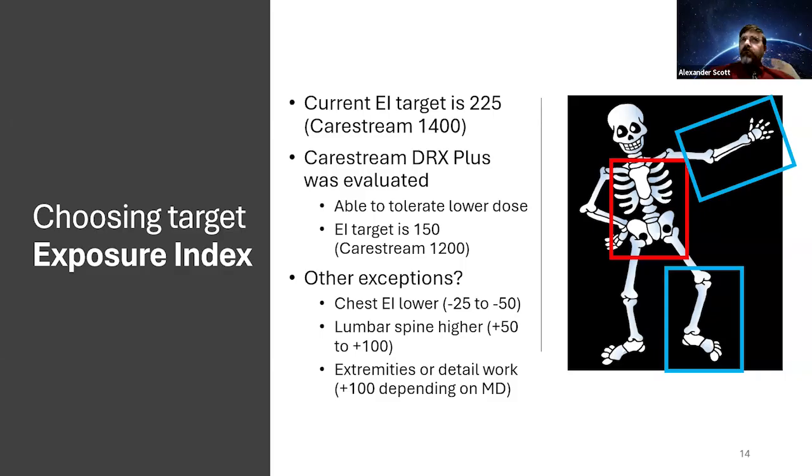So do we ever deviate from that? And of course, yes, we do. For chest, my observation is that the technologists' practice is to go about 25 to 50 points lower. So chest would be a lower target index. Lumbar spine absolutely needs a higher dose. And the reason for that is a lot of the radiation arriving at the detector is scattered. And the scatter doesn't contribute to good contrast. So they need higher doses in order to get more signal to begin with.